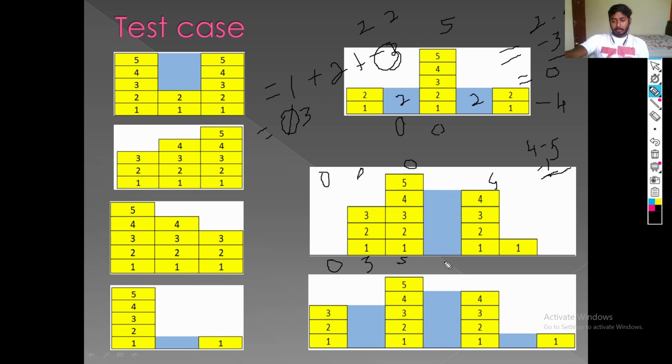Now we are coming to this place. The length of the block is 0. If we are taking the leftmost maximum value, it is 5, and the rightmost maximum value is 4. We have to take the minimum of those values, so we take 4. 4 minus 0, which means this block 0 will give us a value of 4.